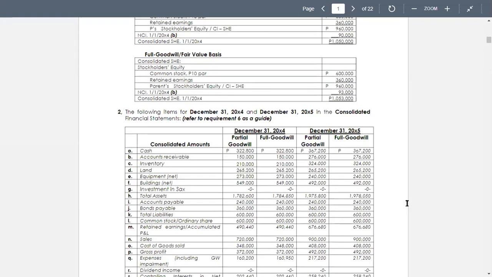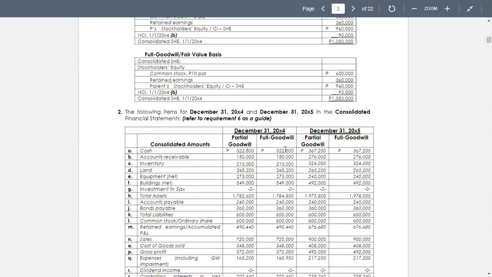First, we begin with cash. On December 31, 20x4, if you add 232,890,000, you get 322,800 for both the partial goodwill and full goodwill. Then for accounts receivable, we are adding 490,000 and 60,000. So you get 150. Inventory, we have 120 and 90. You get 210.